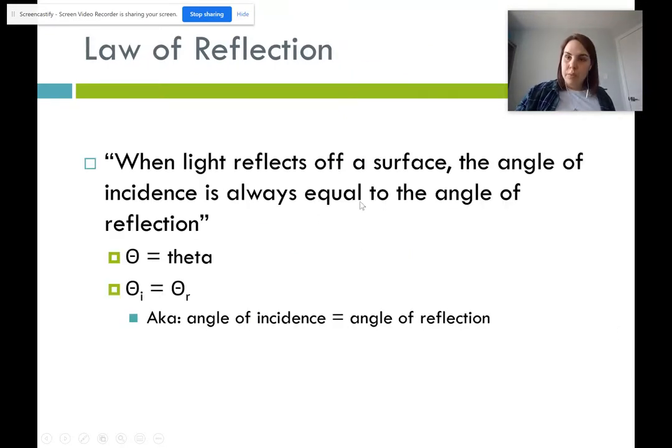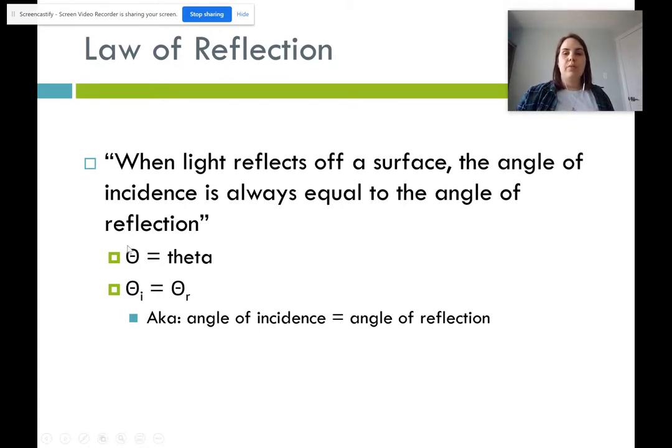So how we would write that out or explain that is it says when light reflects off a surface, the angle of incidence, what's going into the mirror, so the angle from that ray going in to the normal, is going to equal the angle of reflection, okay? Or the angle from the reflected ray back to the normal as well.